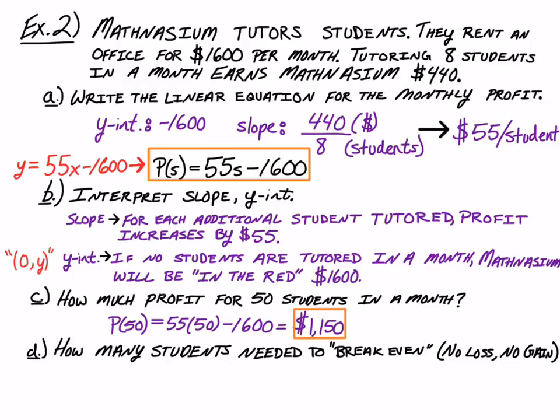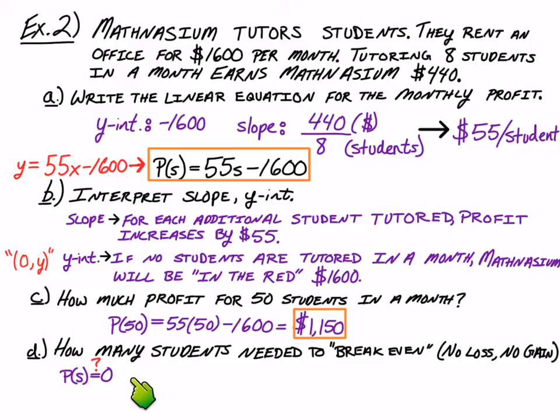Part D, how many students would be needed for Mathnasium to break even, which means no loss, no gain. So they don't have any profit, but they're not negative either. So to set this one up, really what we're asking is, what would the S value be? Right? How many students would it take so that our profit at the end of the day was 0? So we don't earn anything, but we don't lose anything either. It's not like we're in the hole $1,600. How many students would it take to break even? Another way to ask that is, okay, how many students would they need to tutor to earn $1,600, right? To make up for that $1,600. Maybe that's an easier way to think about it for you.